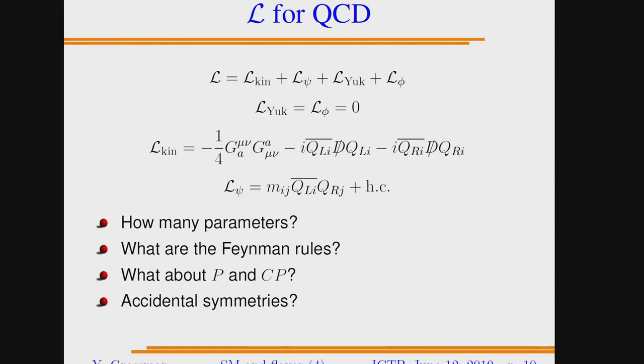What are the accidental symmetries of this theory? When I write the Lagrangian, I will just see that after I diagonalize my mass matrix, for each quark I have a mass term and a kinetic term. Mass term and kinetic term. And all the interactions give you the same I. It's the same I for the interaction. So what is the accidental symmetry of this theory?